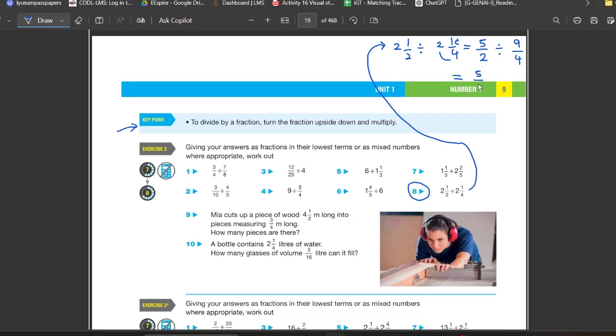Now the usual steps of division. Without changing, write this first fraction, change this into multiplication, turn this upside down, taking the reciprocal, 4 over 9. Now simplify. We have common factors. If we divide this by 2, we get 1. If we divide this by 2, we get 2. So now 10 over 9. Further, we can write this as a mixed number. How many 9's are there in 10? 1 nine. We are left with 1, so 1 over 9. Simple as that.